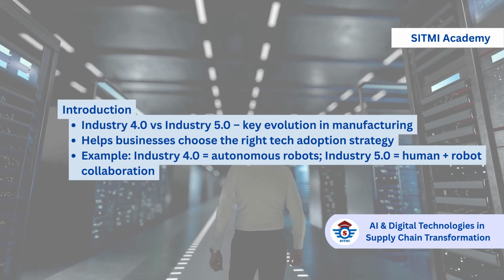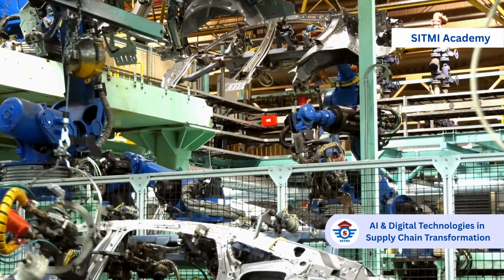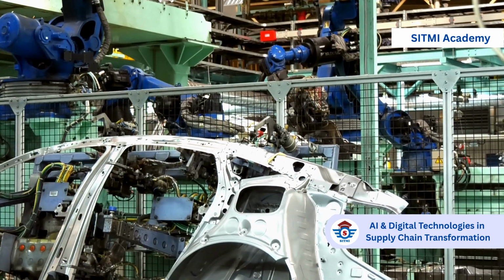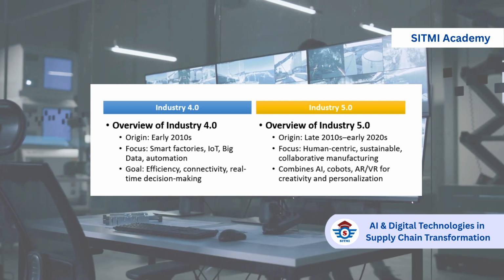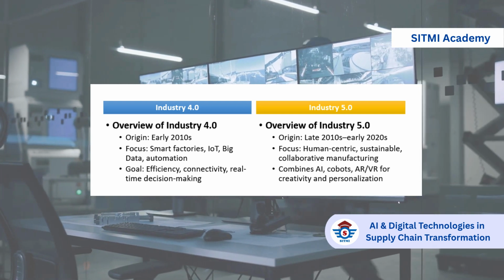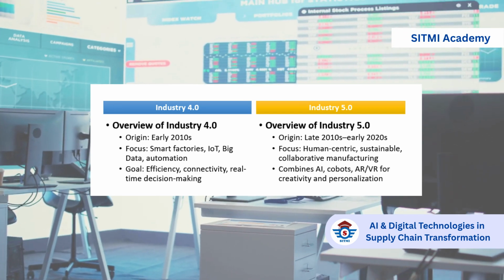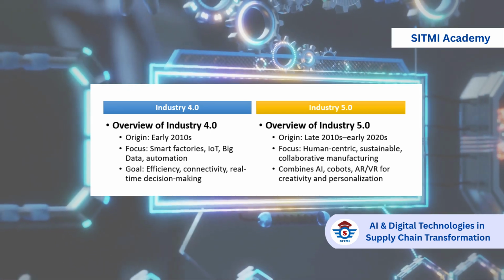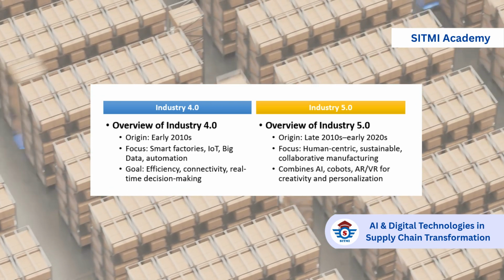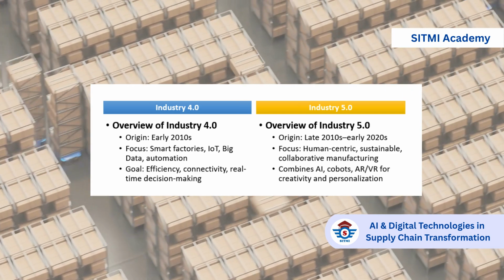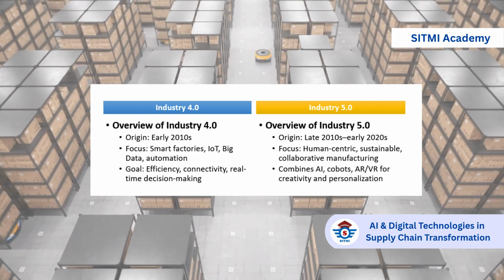In Industry 4.0, robots and machines work autonomously to increase efficiency, while in Industry 5.0, humans collaborate with smart machines to create customized, sustainable, and human-centered solutions. Industry 4.0 started gaining prominence in the early 2010s, emphasizing smart factories, Internet of Things, IoT, big data analytics, and automation. Industry 5.0, emerging around the late 2010s and early 2020s, shifts the focus from purely automated processes to human-centric, sustainable, and collaborative manufacturing. Let's understand this with a simple example.